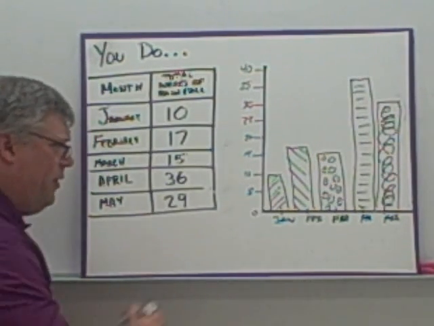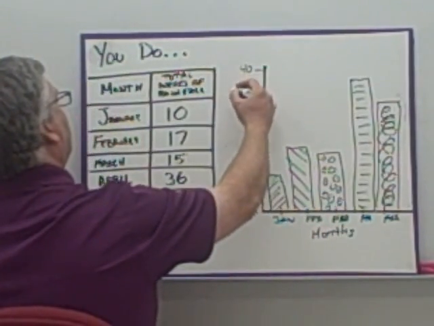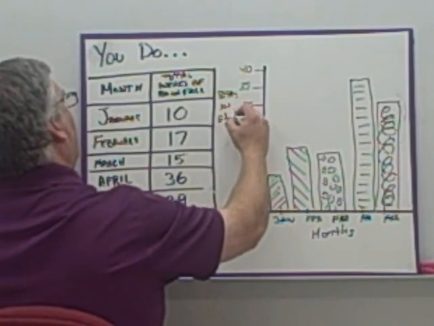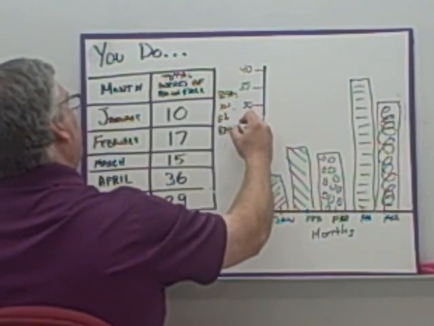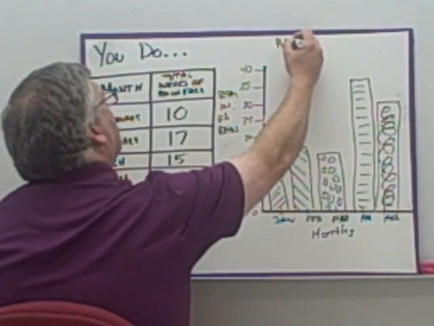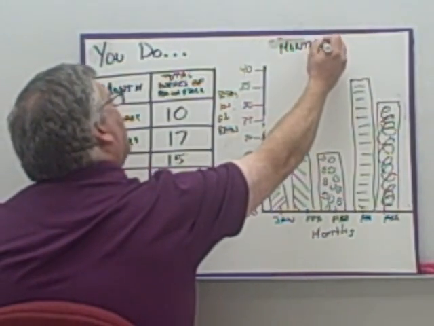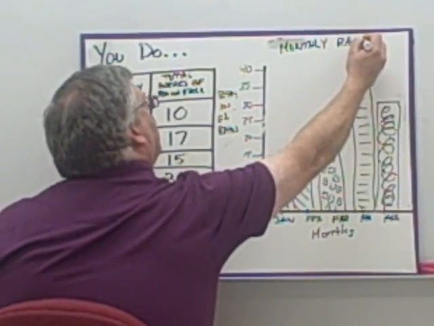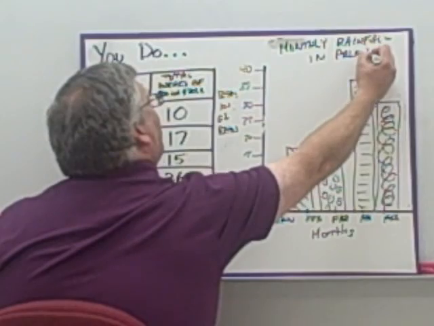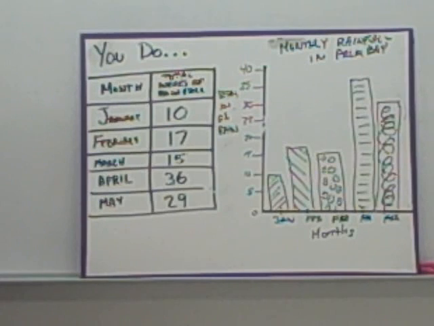Now, I also have to put the titles. That's right, this is months, and this is total inches of rain. Maybe the title will be monthly rainfall in Palm Bay. And I list the total monthly rainfall in each of those months.